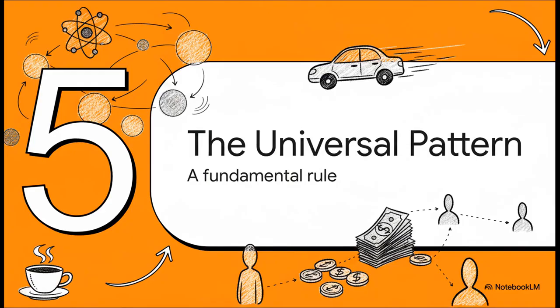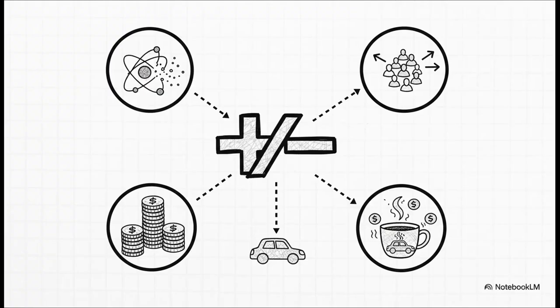So, what's the big takeaway from all this? I mean, we've talked about atoms, cars, money, people, even coffee, and they're all following the same fundamental rule of change. It really all comes down to this simple idea. Growth and decay aren't really opposites. They're just two sides of the very same coin, separated by nothing more than a plus or a minus sign. And understanding this one simple flip is like having a hidden code for how the world works.